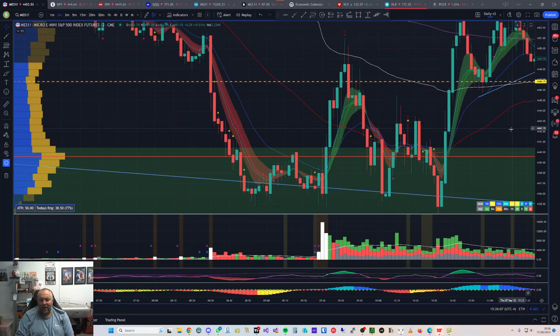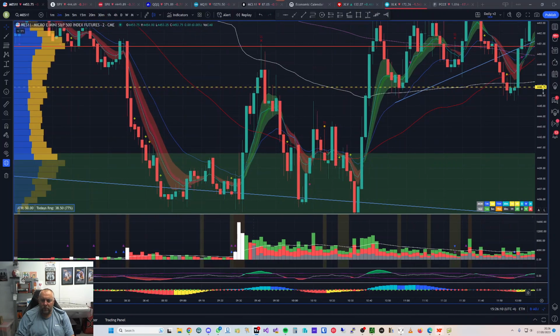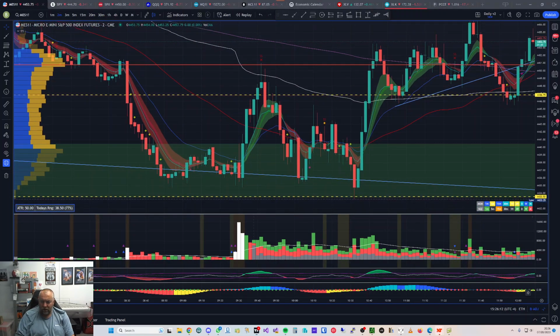So I got out again, same area as before on my first contract, which was that pivot, this area here, and it's a VWAP as well. And my next out was the 200 moving average, just there. In fact, it was that pivot I got out on, and that was good.